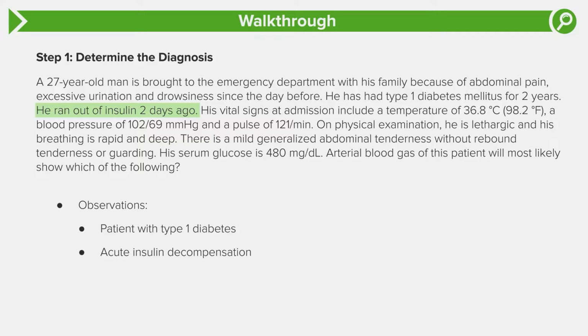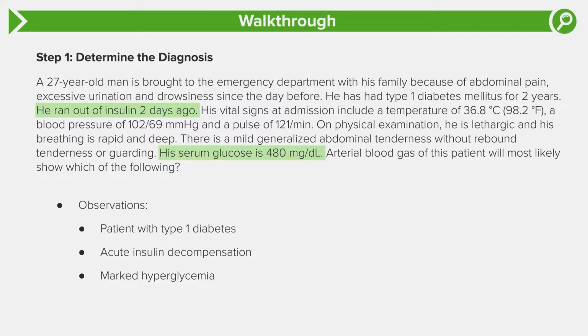Now, in the question stem, it's also said that he has marked hyperglycemia. His serum glucose is 480. Now, the lack of insulin means that glucose cannot be drawn into the cells, and this causes excess glucose in the blood. Now, this is important for another understanding, that actually causes more problems.